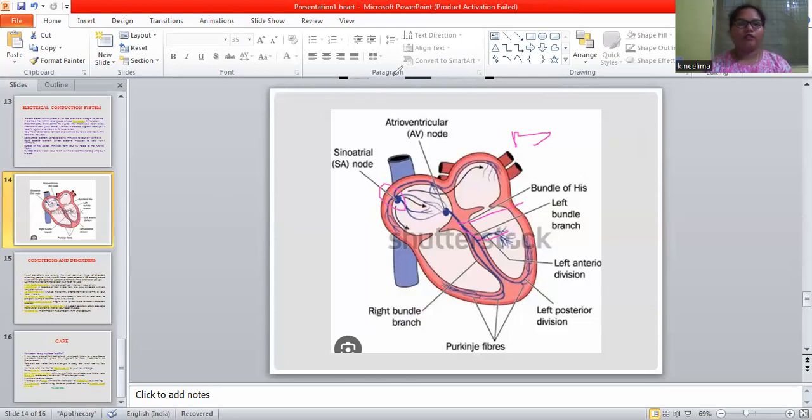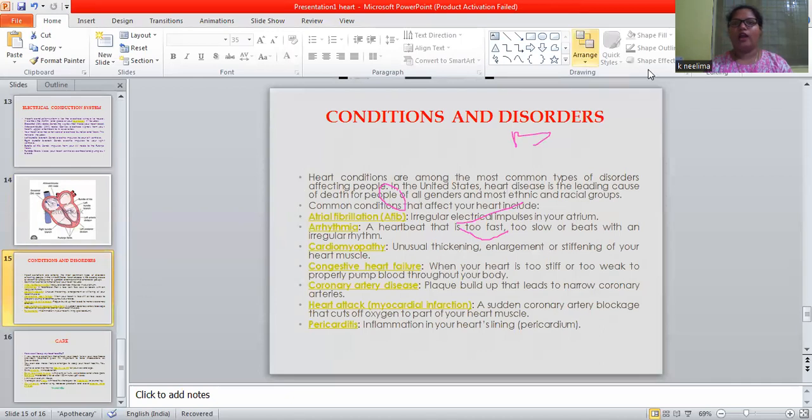Another thing we will discuss is heart care and conditions, and we will do some exercise like this. Heart conditions and disorders: in the United States, all genders are suffering from heart disease, and it causes deaths also.